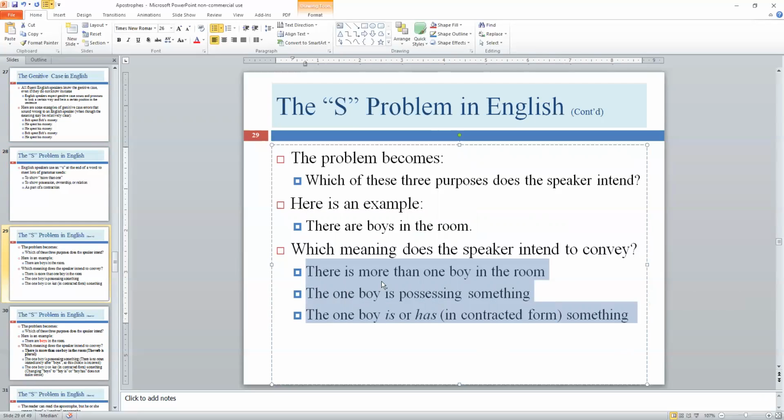I could have meant that there's more than one boy in the room. In other words, that this word is plural. I could have meant that there is only one boy and he's possessing something, meaning this use. Or I could have meant that there is one boy and I'm using contraction. One boy is or one boy has, like that. Now my guess is everybody immediately knows, given the structure, that this is what is meant. We mean there's more than one boy. You know that without really even thinking about it. But let's go through the steps and figure out how we know that.